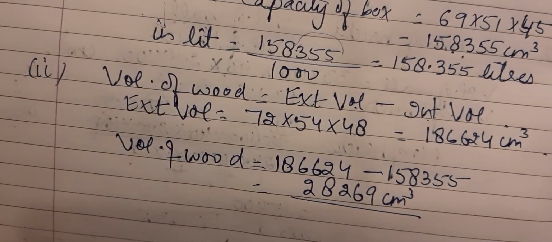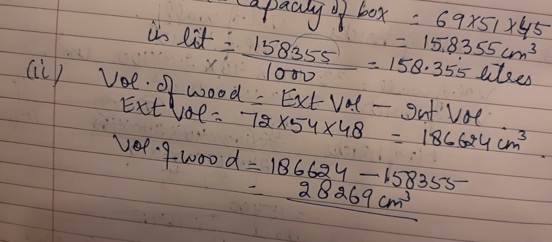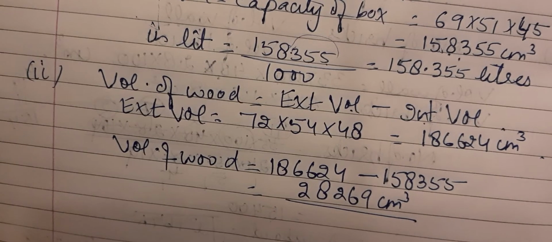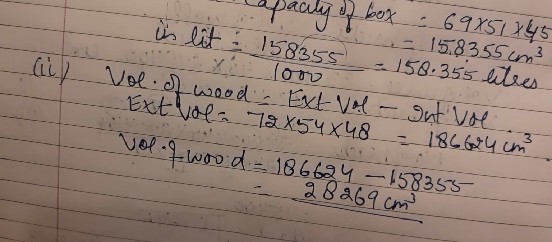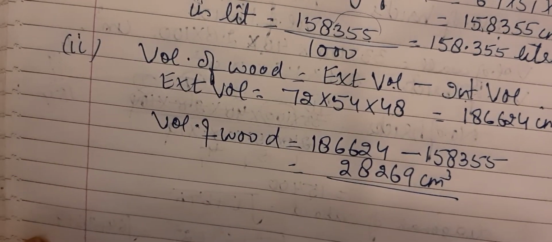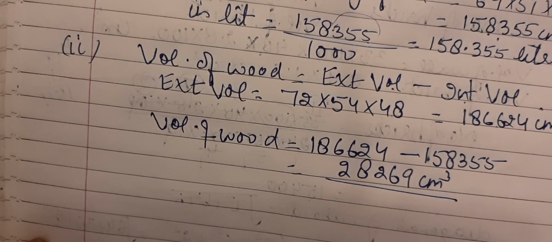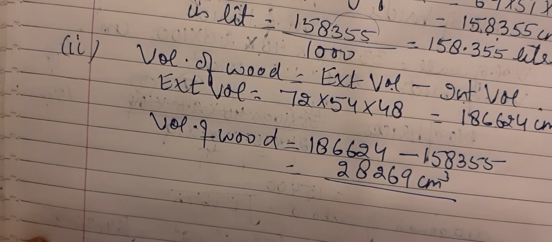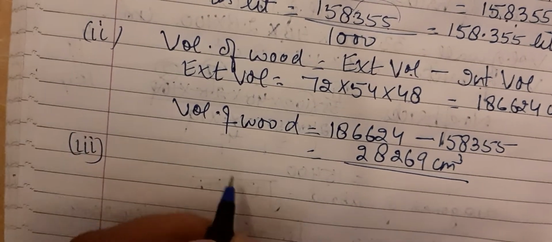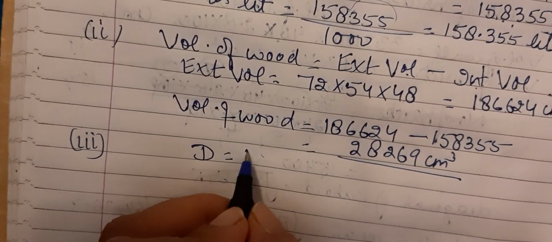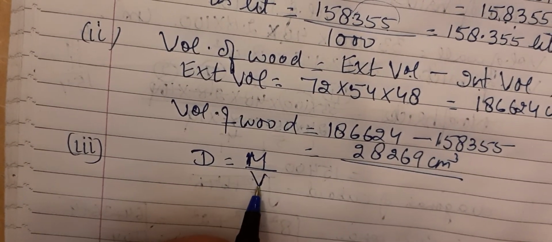Now the third part says to find the mass of the box, if the wood used weighs 0.9 gram per centimeter cube. And 0.9 gram per centimeter cube means density is given to you. You have done it in physics, the density chapter. This is the unit of density. And you remember you have done the formula of density also in physics. Density is mass upon volume.